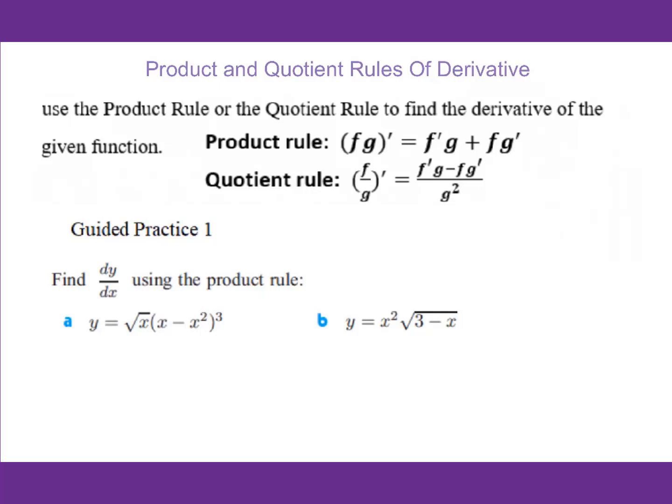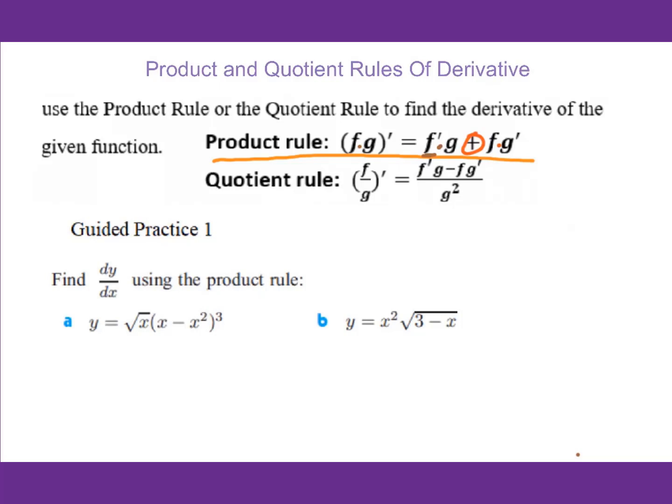Today's video is about product and quotient rules of a derivative. This is the product rule. If you have two functions, do the multiplication, then we do the derivative for this product. We need to do the first function's derivative times the second function, then plus the first function multiplied by the derivative of the second function.